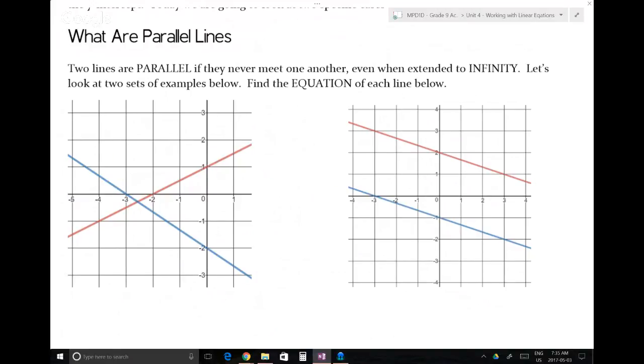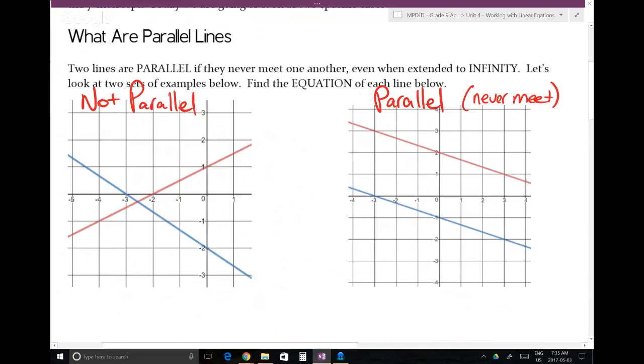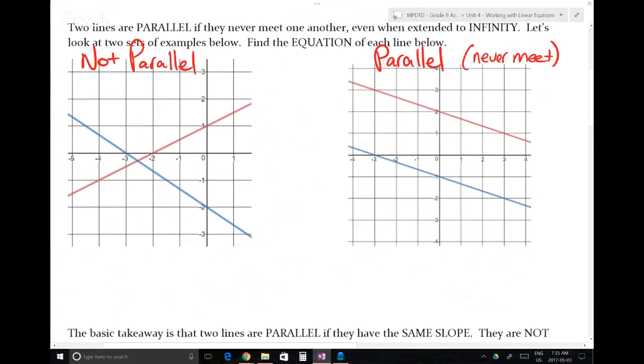I hope you see that looking down at these two examples, the two on the left are not parallel because they meet, and the two on the right are parallel. They never meet. So what I want to do is start looking at the equation of these lines and see if we can compare them. Take a minute and see if you can find the equation of these two lines.